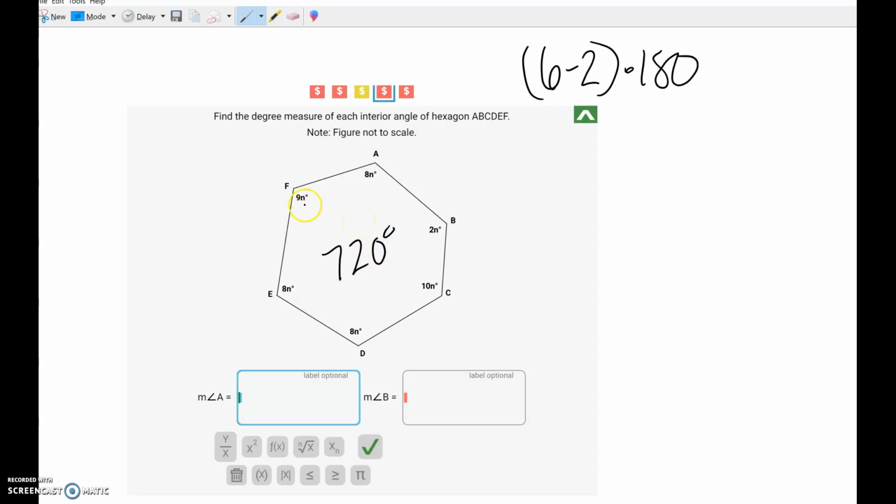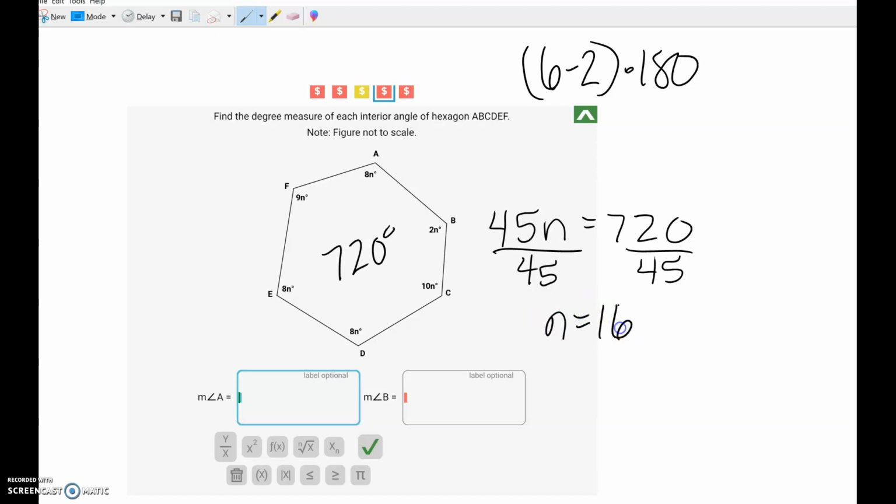So we're going to add up all of the values of each angle. So I'm just going to add 9 plus 8 plus 2 plus 10 plus 8 plus 8. So we get 45n is equal to 720. Divide by 45. So n is equal to 16.